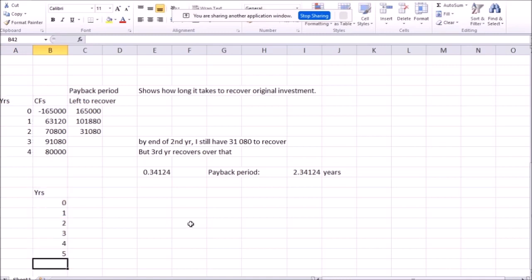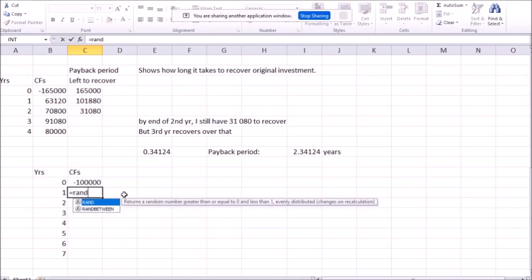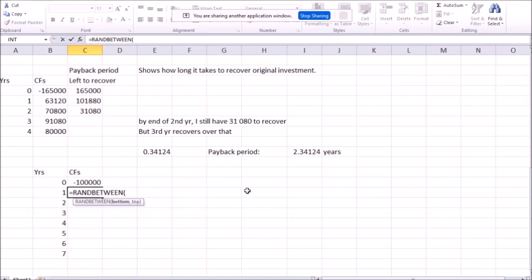Say we have a longer project expected to last for 7 years. Cash flows, say original investment of 100,000. And the future cash flows after that is, I don't know, let's say anywhere between 20,000 and say 40,000.